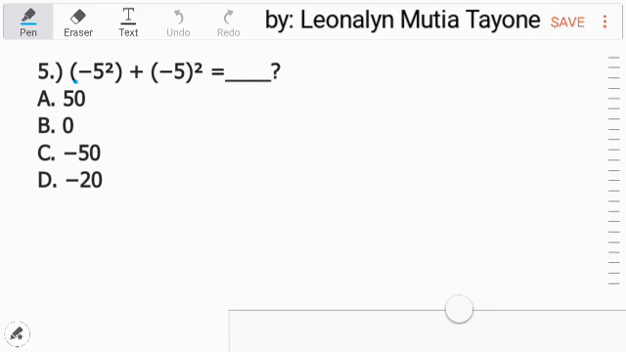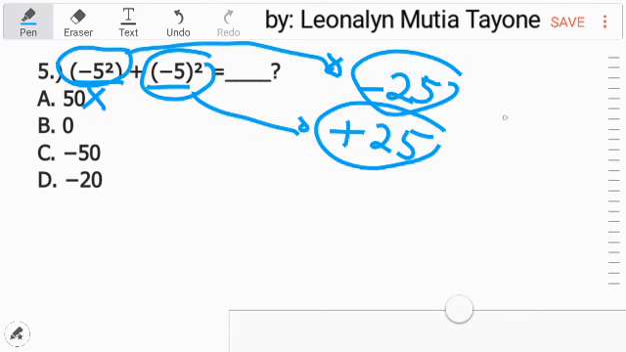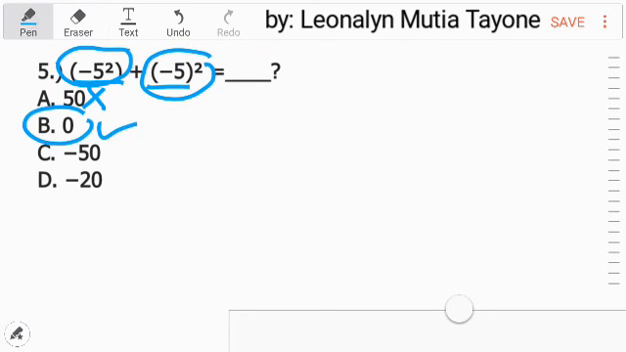Question number 5. Negative 5 raised to 2 plus negative 5 na nasa loob ng parenthesis raised to 2. Ang iba ay sasagot ng letter A. Mali yan. Ito, kung naintindihan nyo yung question number 4 natin, ito, ang equivalent nito ay negative 25. Ito naman ay positive 25. Kaya kung i-add si negative 25 at positive 25, ang sagot niyan ay 0. Letter B.